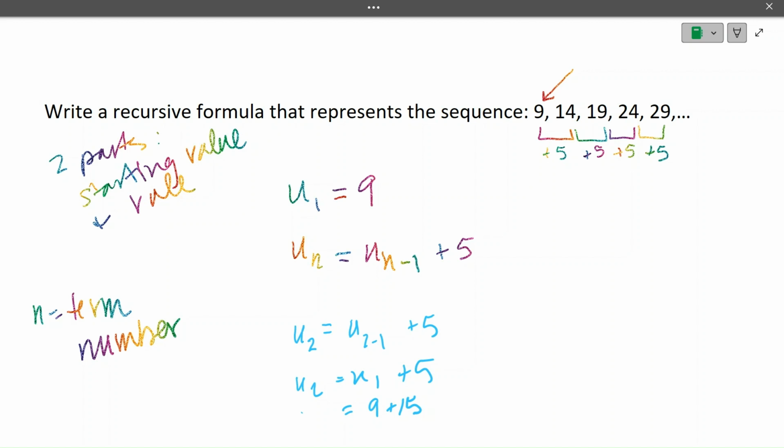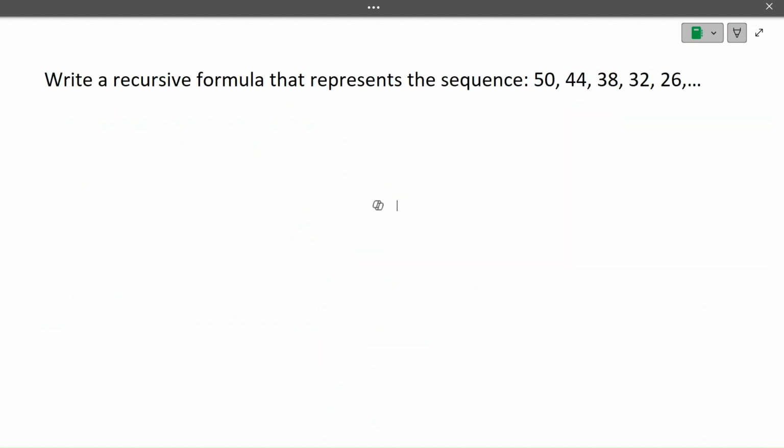Let's try one more just to make sure we have it. We're going to start this problem the same way we did the last one. We're writing the recursive formula. We're going to see if this is arithmetic first, and if it's not, we'll test for geometric. So I notice that I'm going down, so I know my number is going to be negative. So I'm going down by 6, or you could say I'm decreasing by 6 here, continuing to decrease by 6. All right, so we know this is arithmetic because we've decreased by 6 every single time.